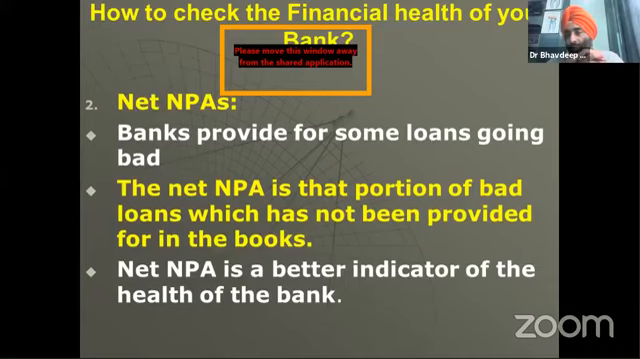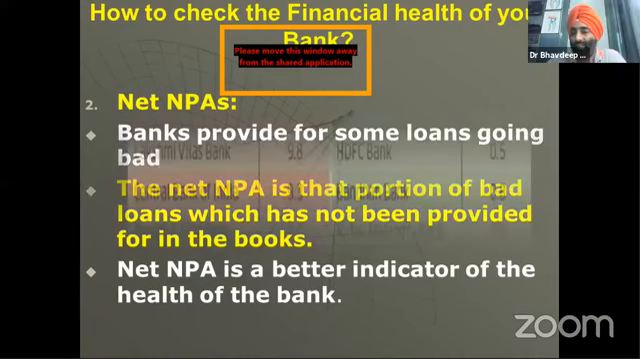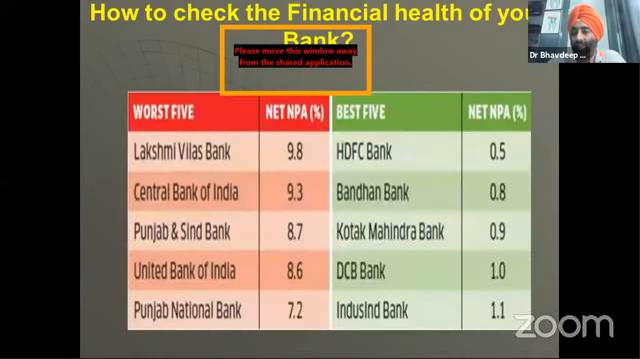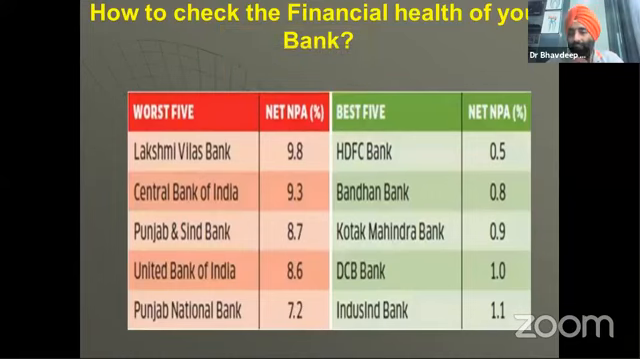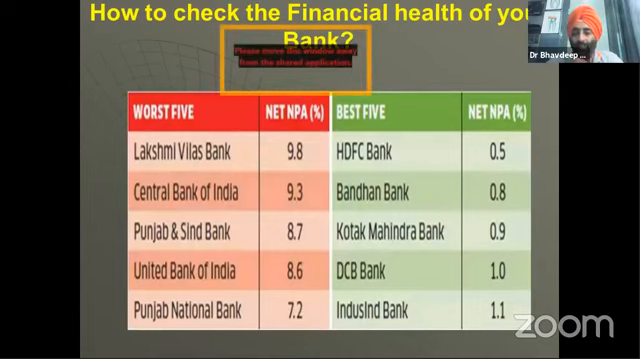Kitne loan वापस नहीं आए हैं, gross and net. So that is the difference. So again, check the list: HDFC Bank, Bandhan Bank, Kotak, DCB, and IndusInd. Same banks. The only thing is the ratio and the number slightly varies. If we talk about net NPAs of different banks, like in the worst five, IDBI suddenly disappears because many of their loans have been written off already, and these are the figures of 2019.